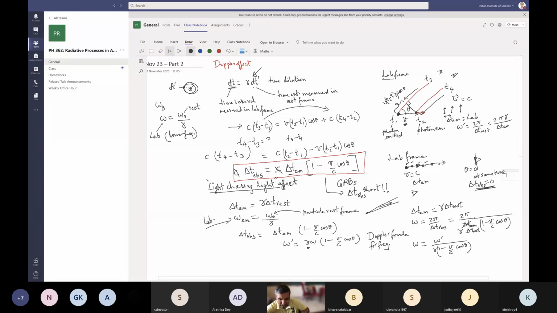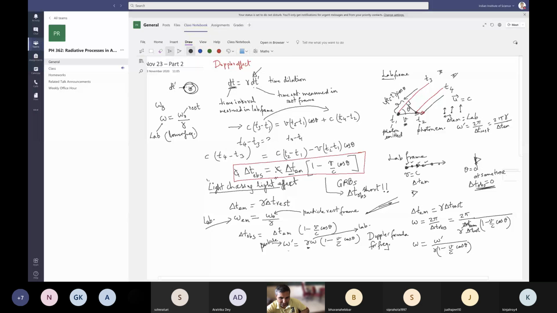This is the frequency in the rest frame of the particle. This is the frequency measured in the lab frame, right? And this theta is the angle in the lab frame between the particle and the direction of the light.